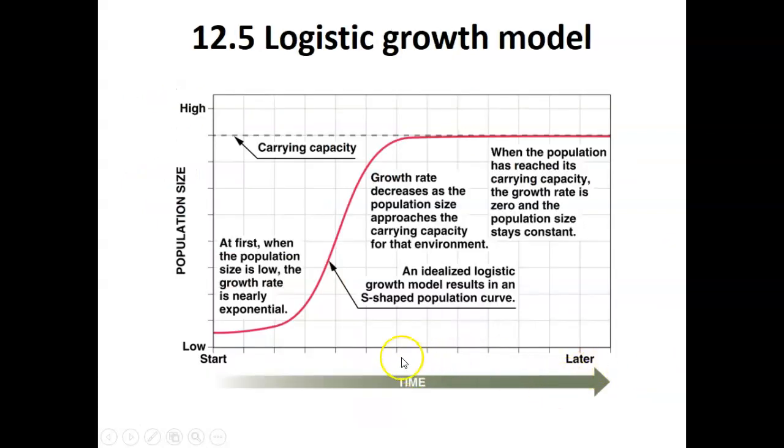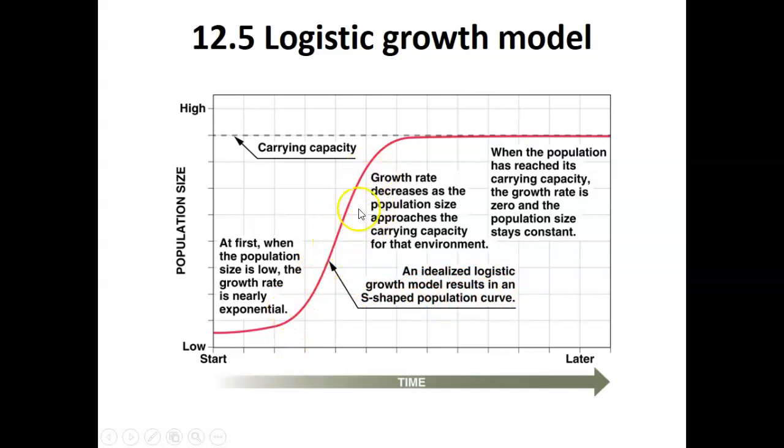This graph shows the logistic growth model. At first, when the population size is low, the growth rate is nearly exponential. There is a period of time when the growth increases in a J-shape, just like exponential growth. This time point here is where the idealized logistic growth model results in an S-shaped population curve, and the growth rate here is quite linear.